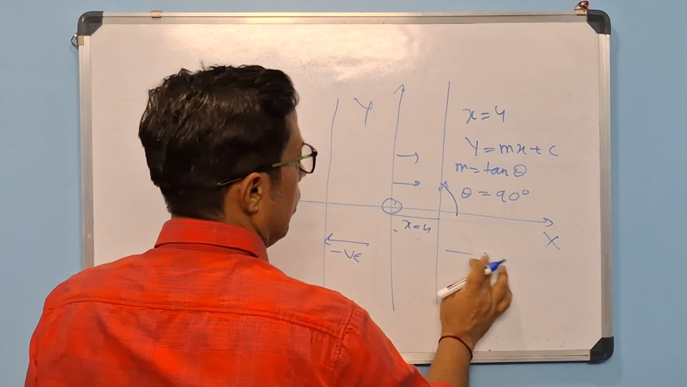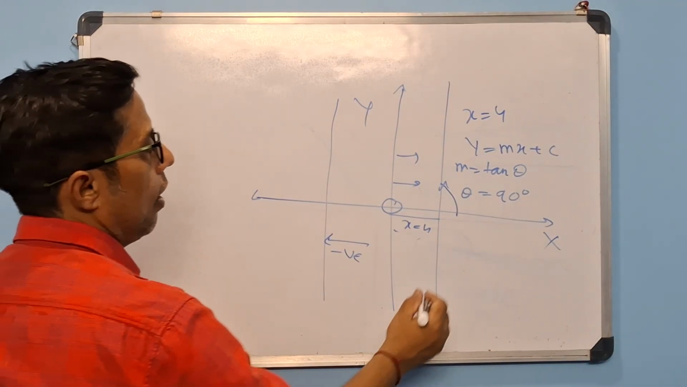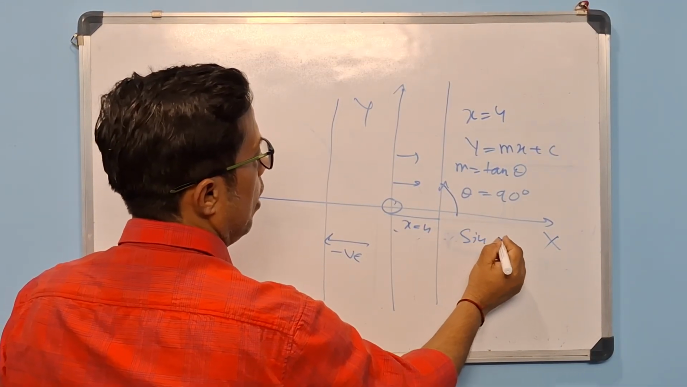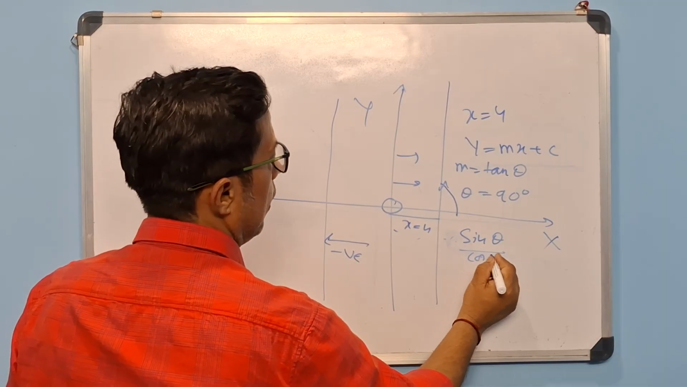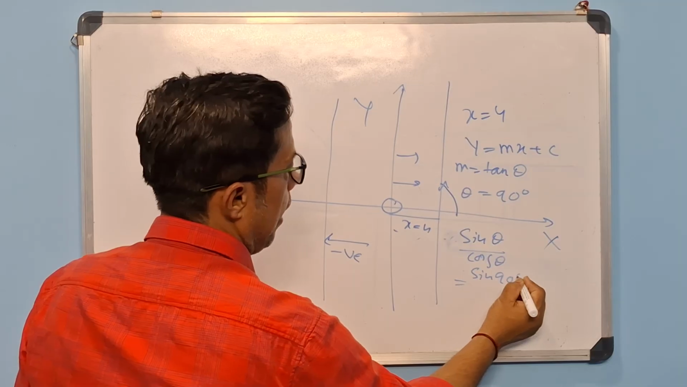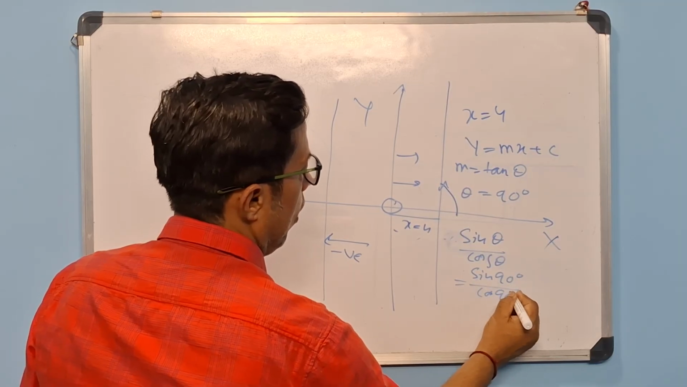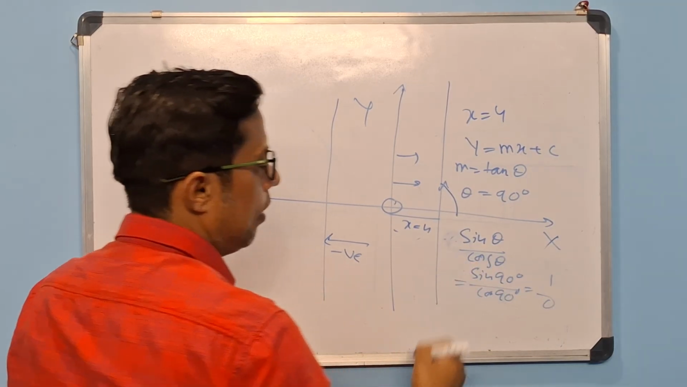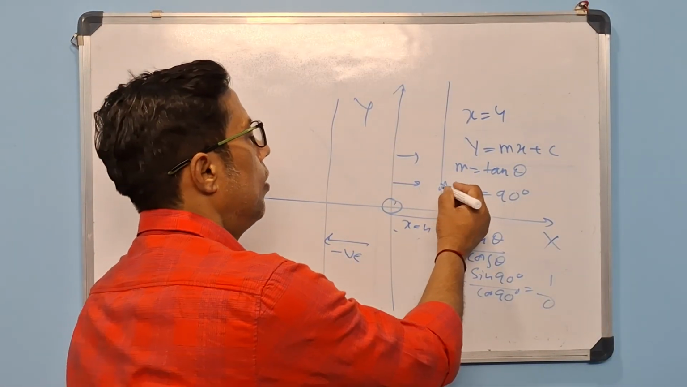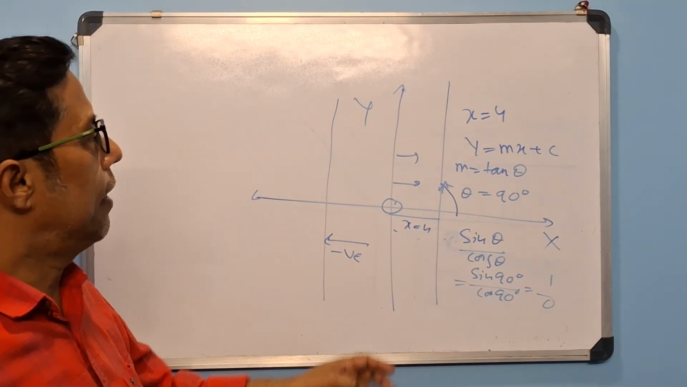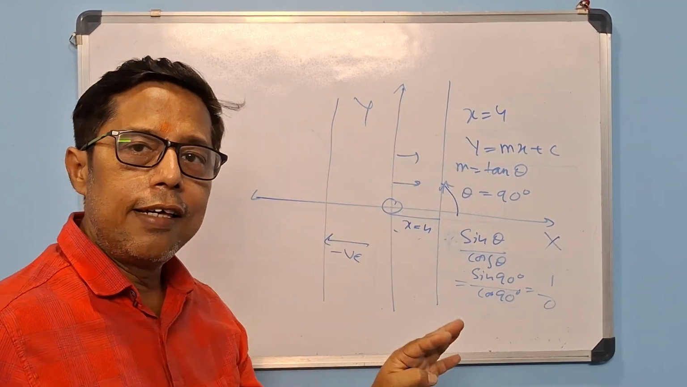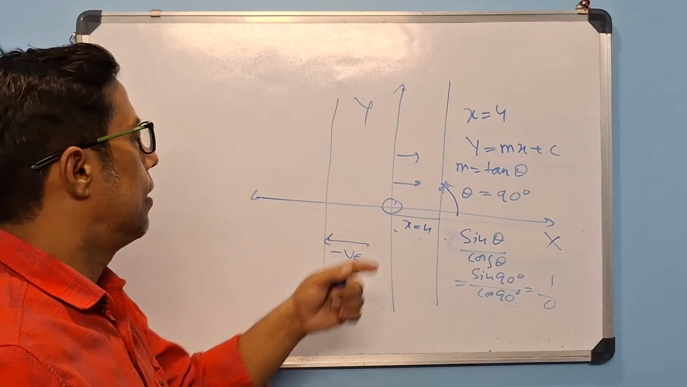Now you know that tan theta is equal to, let me explain, sin theta by cos theta, right? So sin 90 by cos 90. All of you know that sin 90 by cos 90 will be 1 by 0, which is undefined, right? So in that case, you can say that a line which is parallel to the y axis will be only x is equal to 4. Okay, that's it. Fine.